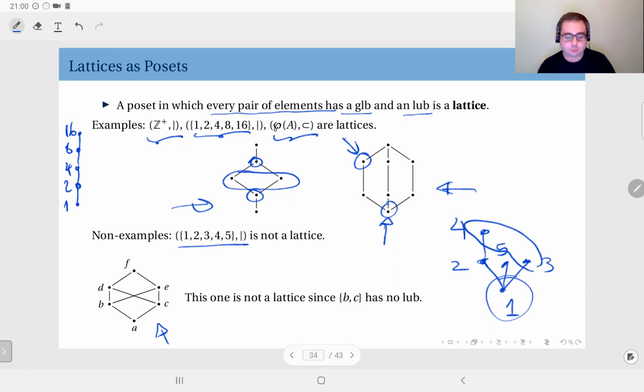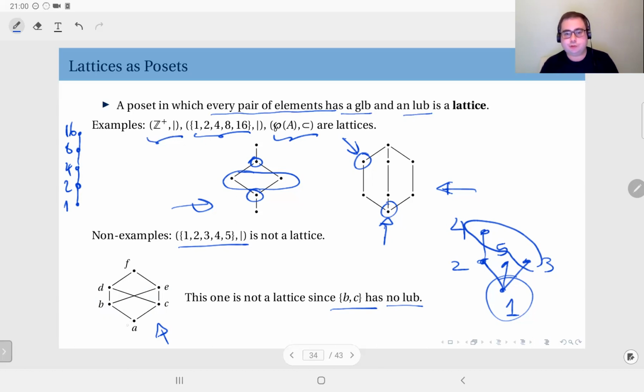It's not a lattice. Why? Because BC has no least upper bound. Why is that? Because the upper bounds for BC, look closely, are D, E, and F. D, E, and F are upper bounds for the subset BC.